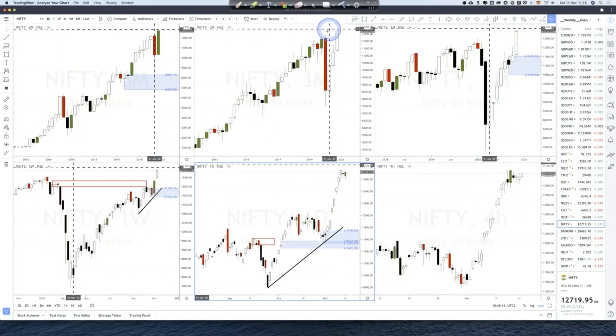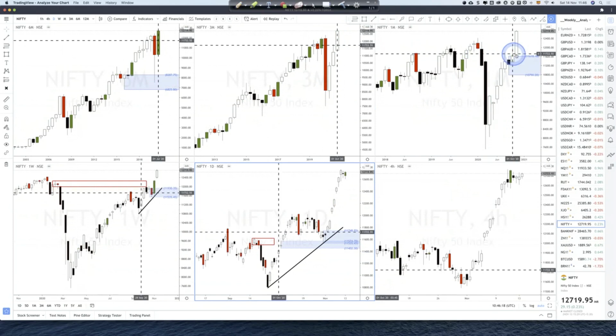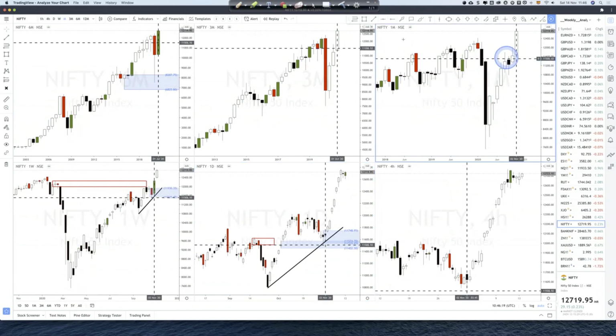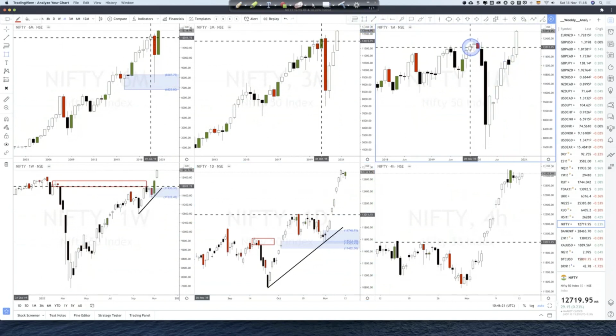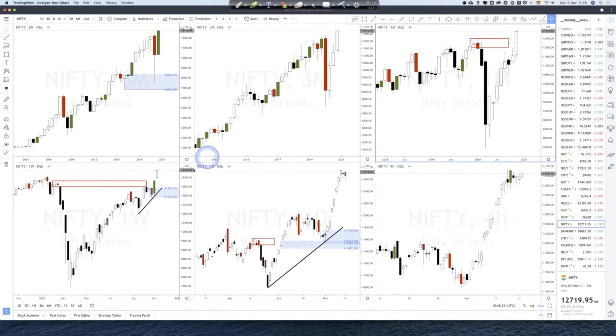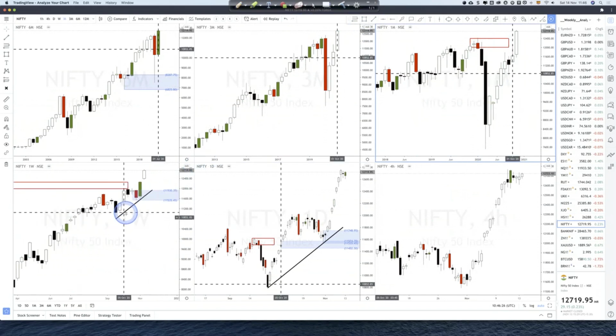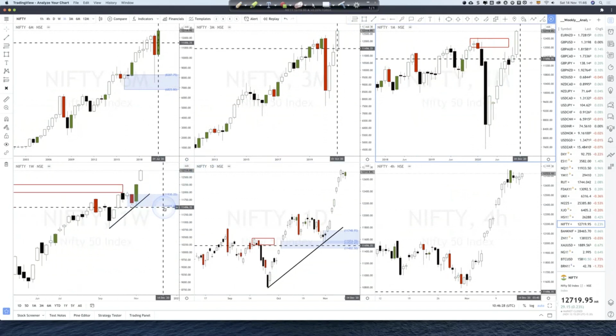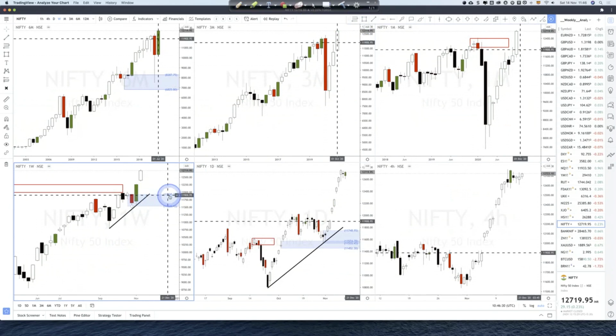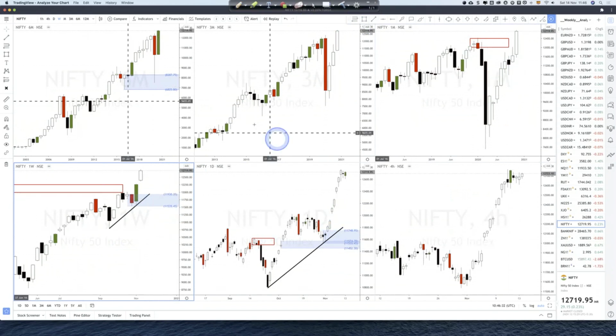Nifty 50, all-time highs broken, new area of demand is being created. This one is not yet there. Just painted it, but we need consolidation away. And on the weekly sequence, the weekly is in an uptrend. New weekly area of demand has been created, and also on the daily.